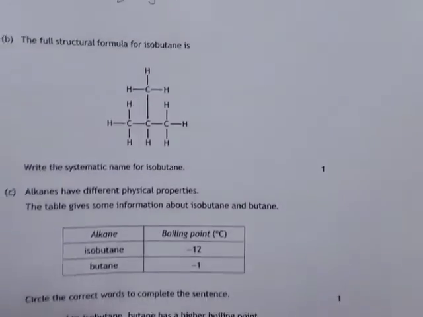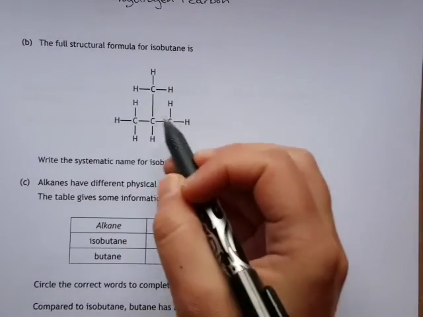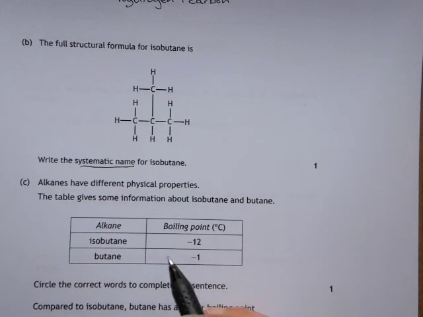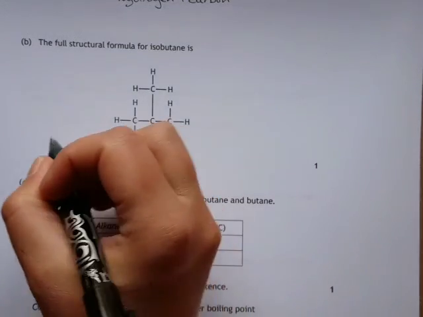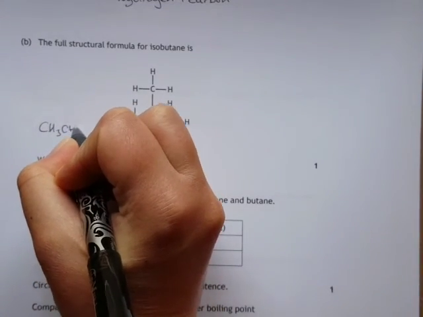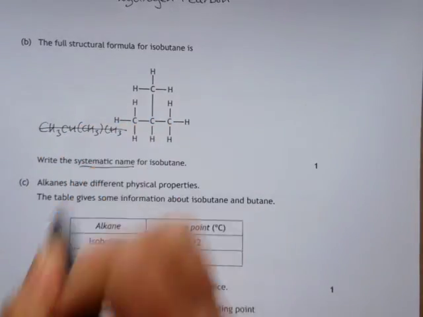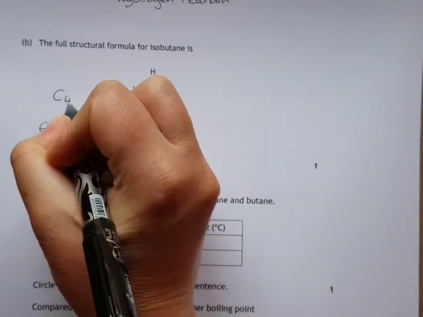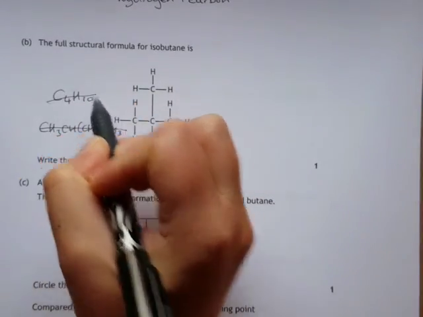1B gives you a structural formula, and it says the full structural formula for isobutane is. So it gives you the structure here, and it says write the systematic name for isobutane. So mostly that was quite well done. A couple of you did get a wee bit mixed up in thinking that maybe it was asking for the shortened structural formula. So the shortened structural formula would be like this. That is not the systematic name though, so that's the shortened structural formula. Or you might have got mixed up and written the molecular formula. But again, that is not the systematic name, that's the molecular formula.